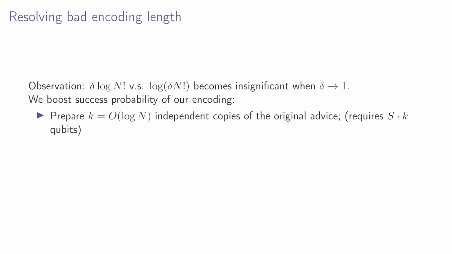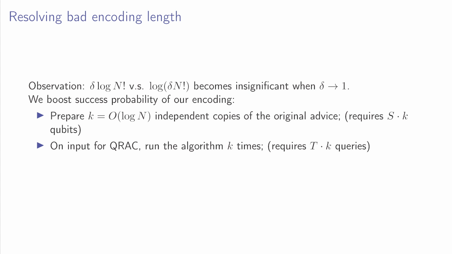We start by taking the original advice and prepare k independent copies, where k is roughly of order log n. And this would cost us roughly s times k qubits for our advice storage. And to invert an image, we just use these k independent copies and run the algorithm k times in parallel, which would require t times k queries. And finally, we just output the majority vote of all the algorithm outputs.